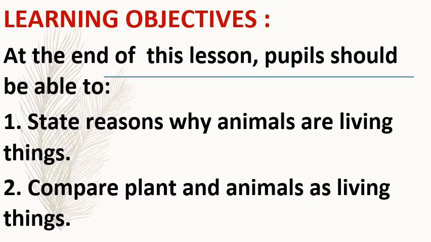Okay, let's see our learning objectives. When we say learning objectives, we mean what is expected of you in this lesson. At the end of this lesson, you as a learner, my wonderful listener, are expected to state reasons why animals are living things. And number 2, you are expected to compare plants and animals as living things.